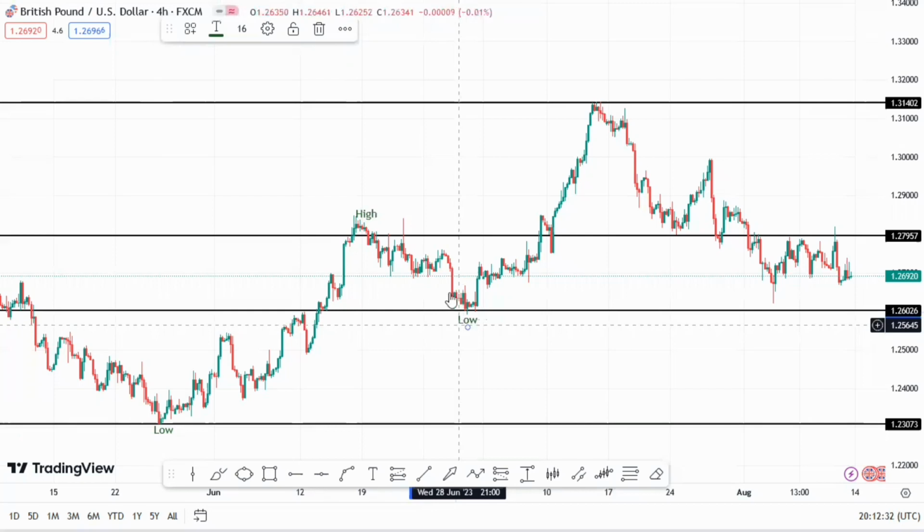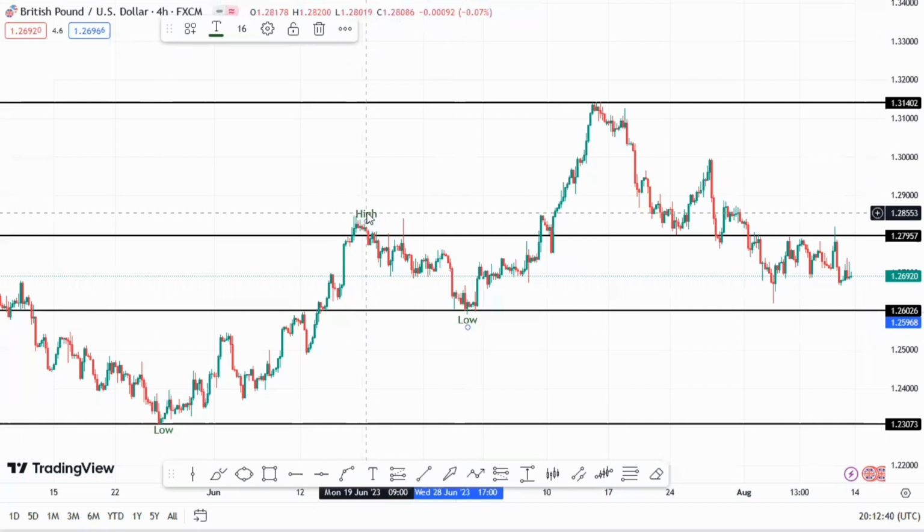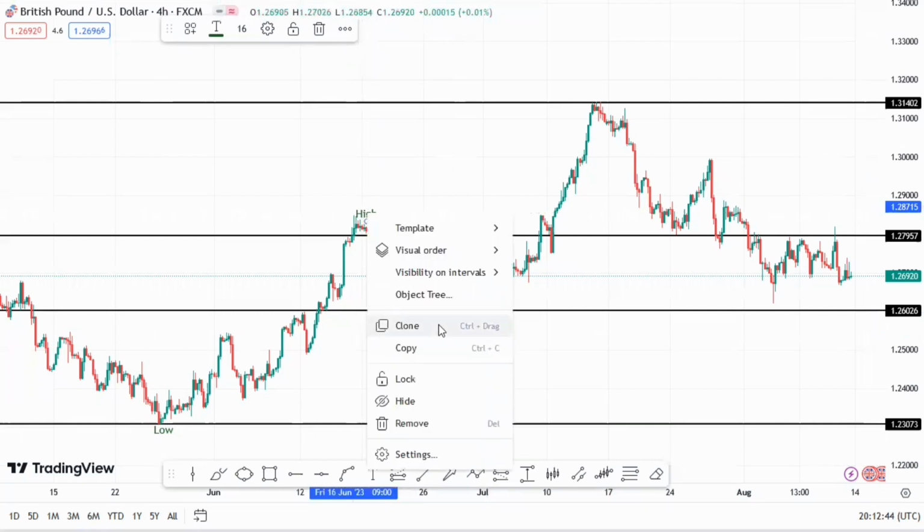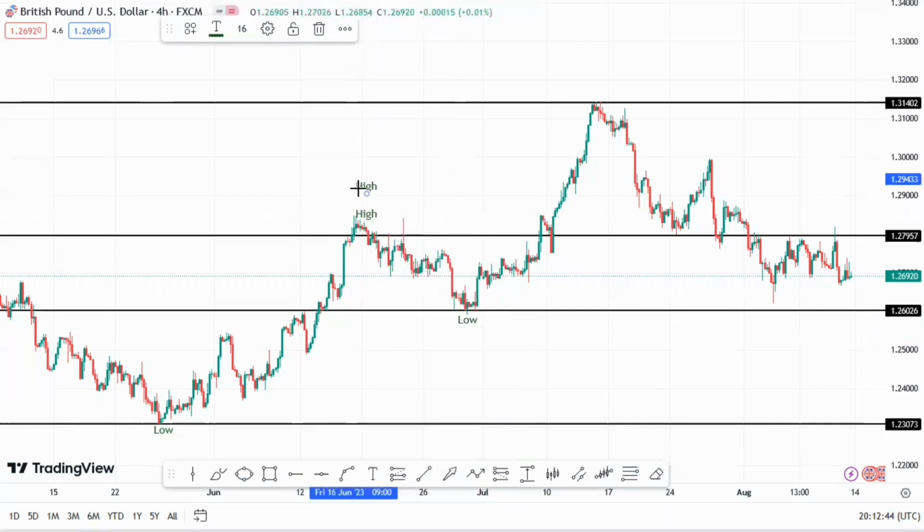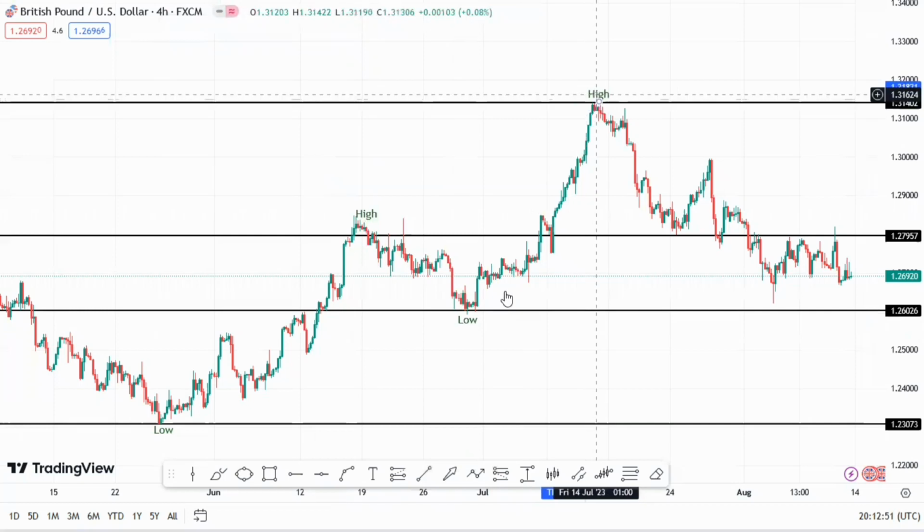And this high gave us this low, and this low is gonna give us this high. This is just a normal price structure which I'm trying to read. This is the low, this is the high, this is the low, this is the high.